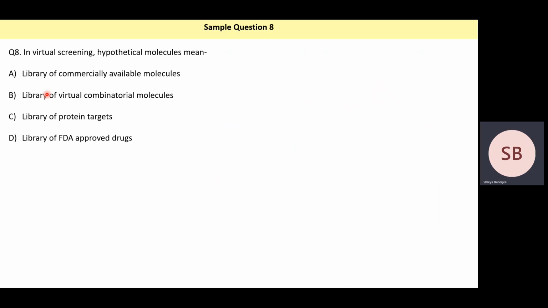The next question asks, in virtual screening, hypothetical molecules mean what?